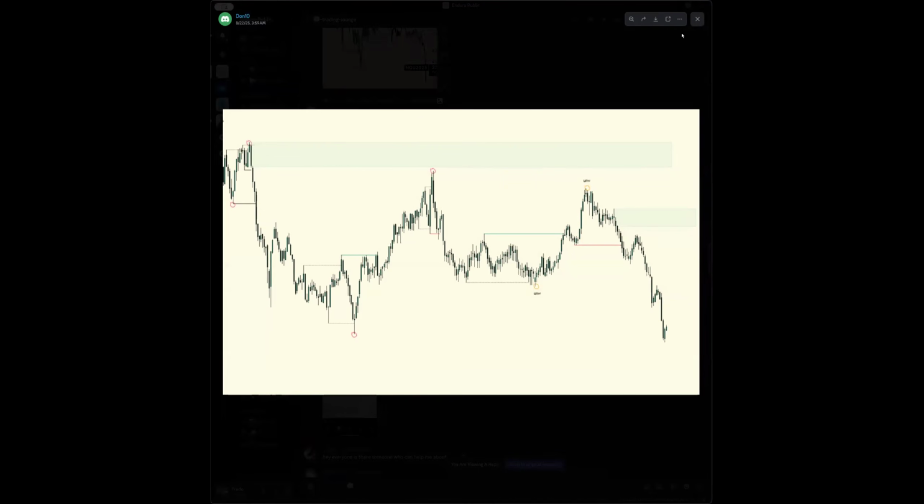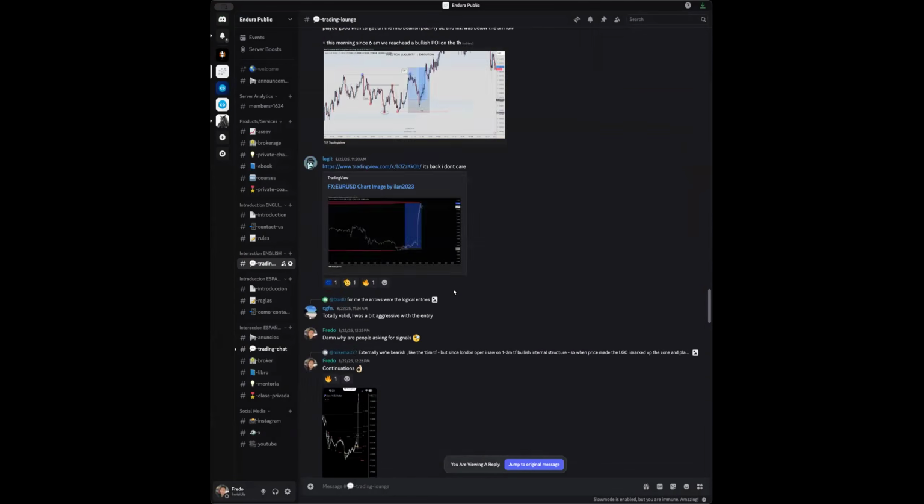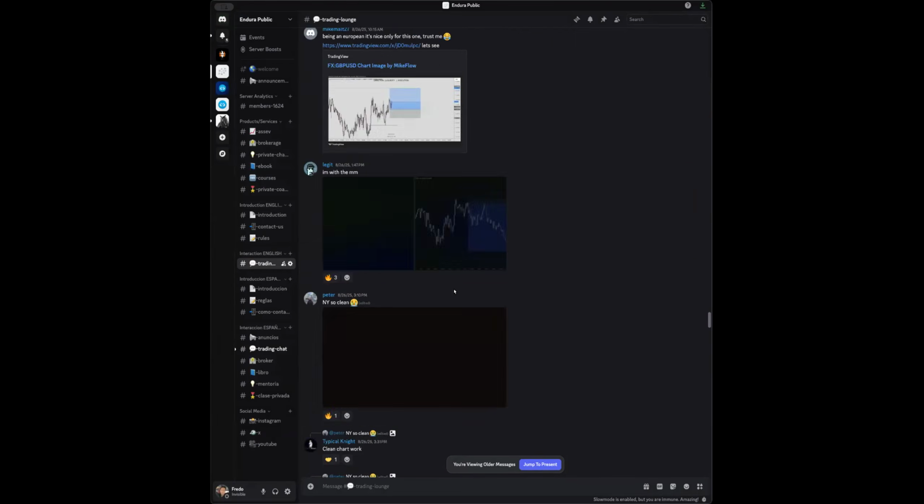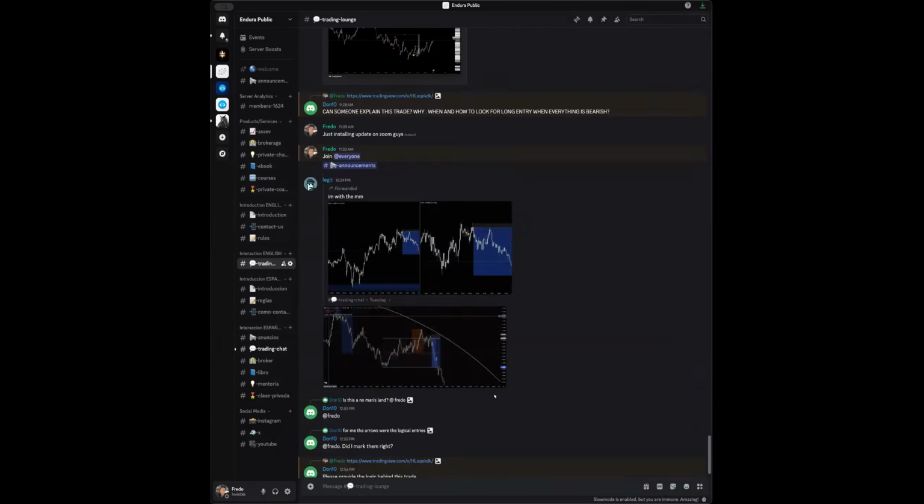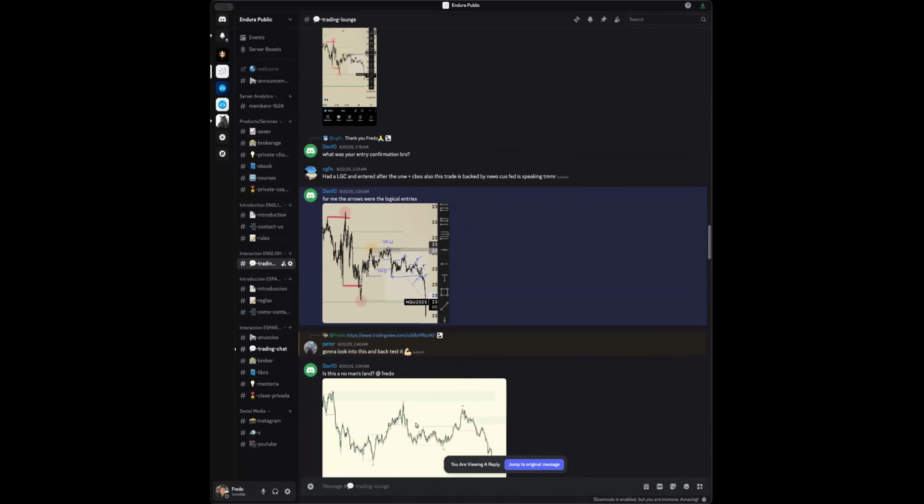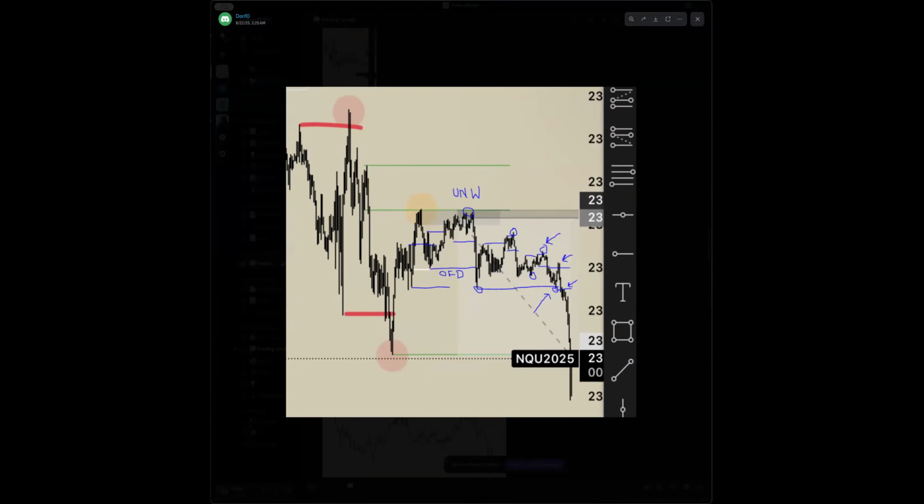Is that no man's land? Low, high, retracement. No, this is A, B, C, D. No, it's not no man's land. Did you mark them right? Logical entries, I mean, it depends on the models you're looking at, bro. I don't know what models you're looking at. OFD: the OFD here is consistent, but it didn't fully break.